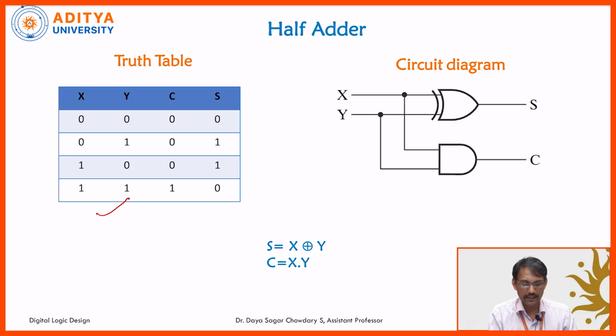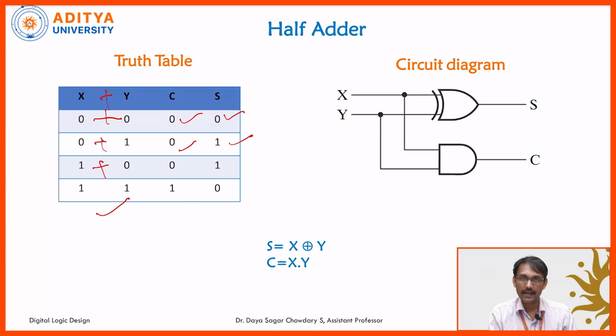Now for this particular operation, we have to add these two inputs. So 0 plus 0 is 0, the sum is 0 and the carry is also 0, because there is no carry to the tens place. Here 1 plus 0, the sum is 1 and there is no carry, that is why it is 0.